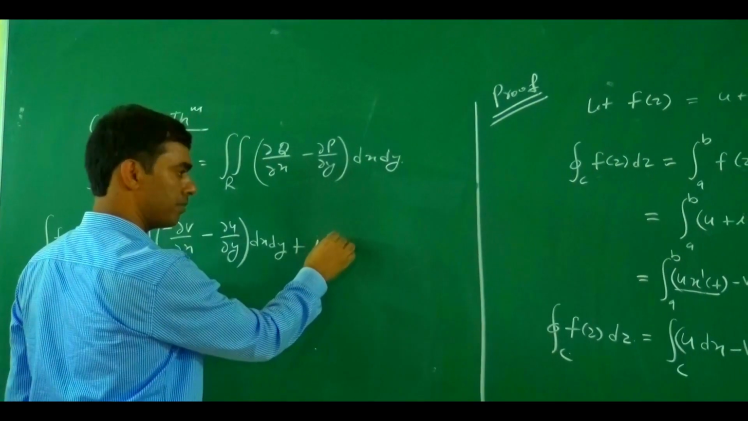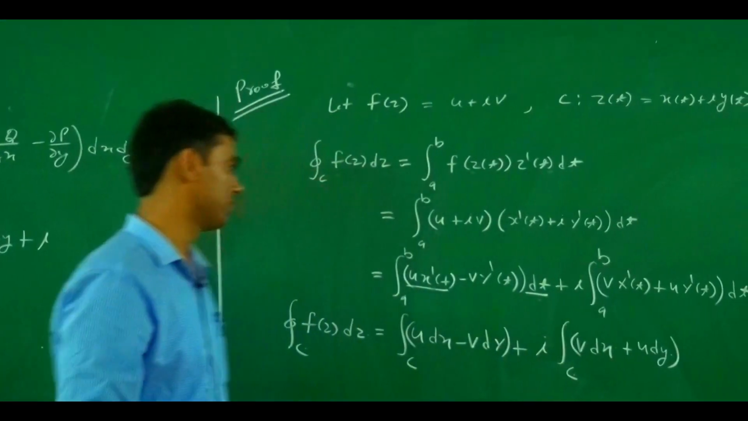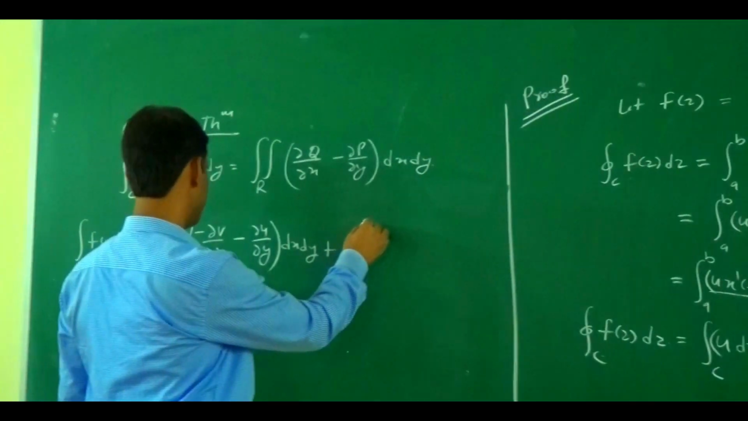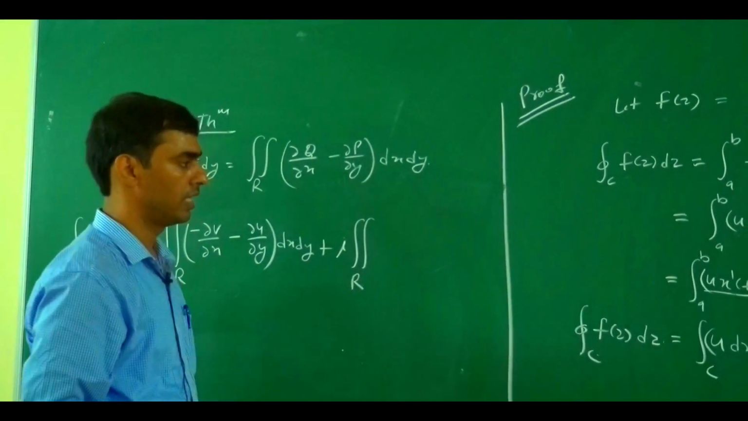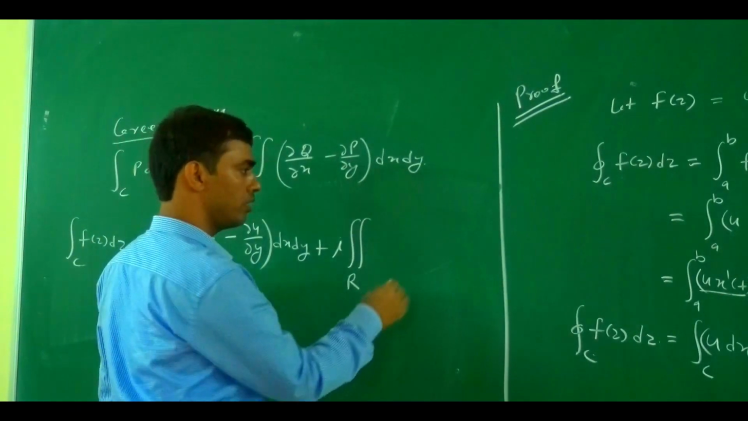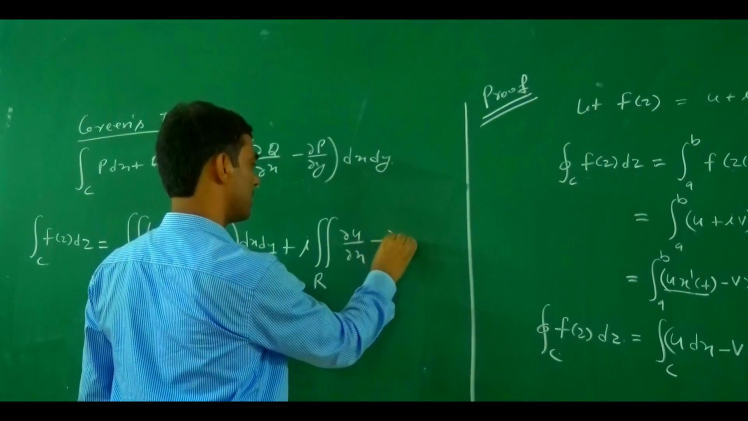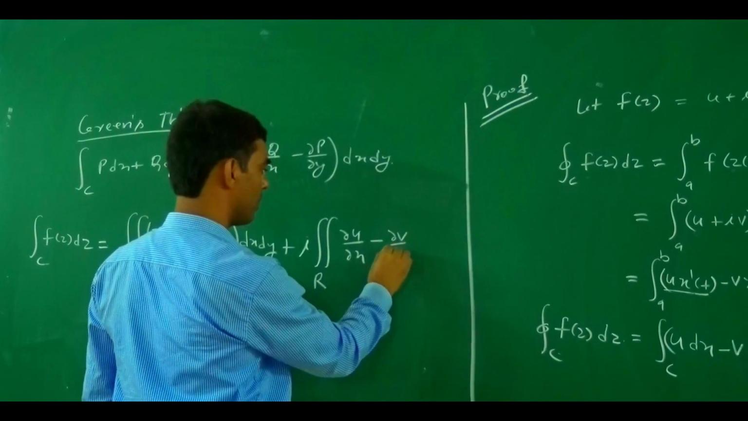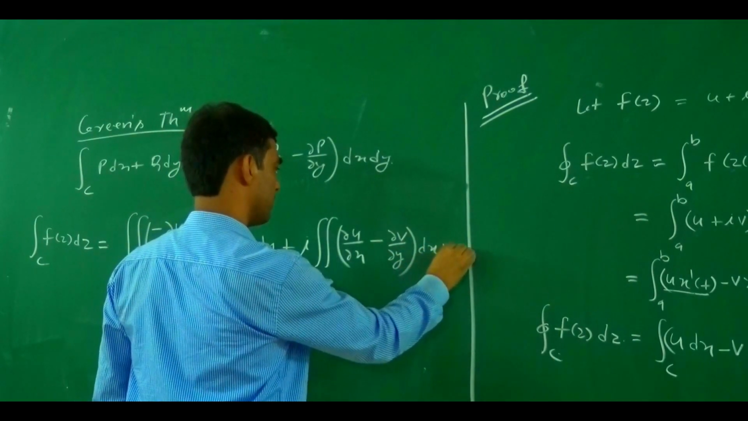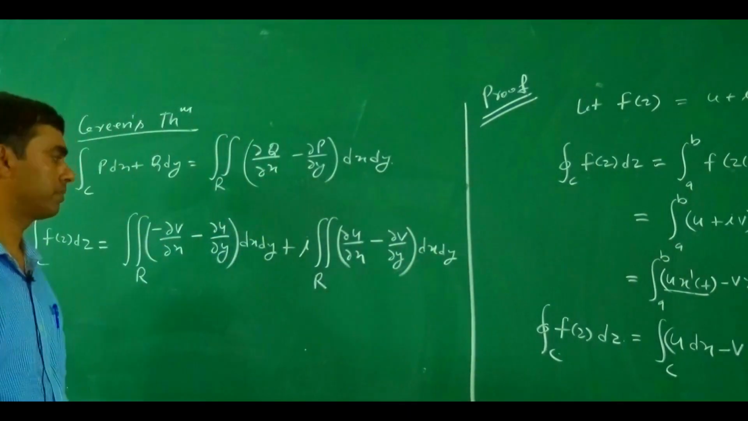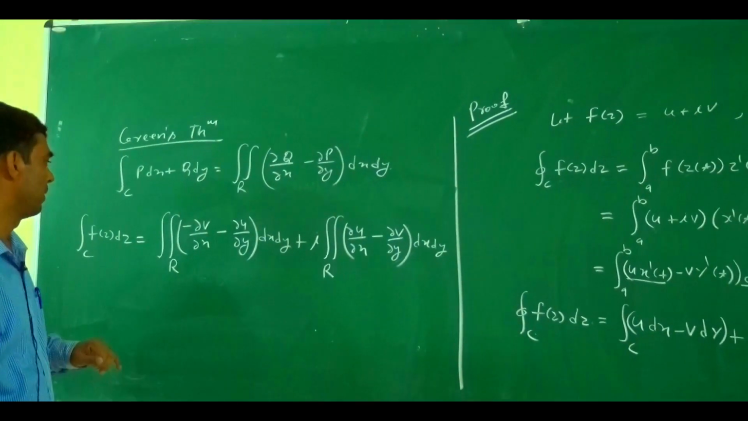plus i. Again we apply Green's theorem on the second part, the imaginary part. So what will happen with the imaginary part? The integral over R of del u upon del x minus del v upon del y, dx dy. Here R is the region enclosed by the curve C.